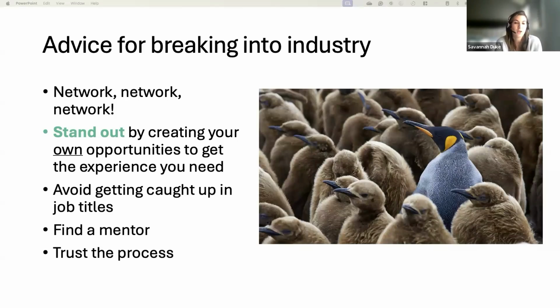So, a couple other things, just try to avoid getting caught up in job titles. Some roles at other companies are just coded at a different title than others, and so some may look higher, like manager or director. Don't worry about that. It's really easy to get caught up in what your title is. It's really about what do you do at the end of the day?